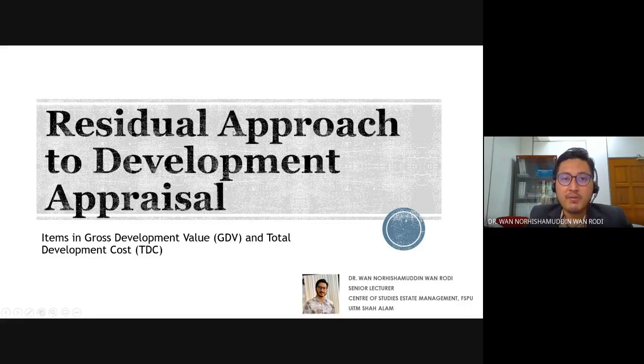Okay, I believe you have already done your residual methods or residual valuation in semester 2 and 3. So this is, I believe, part of the revision. So this is one of the revisions that we can conduct to identify what are the items within the development project.